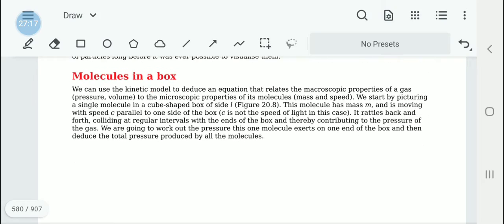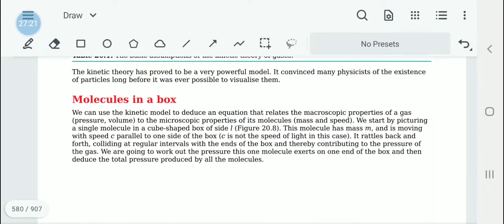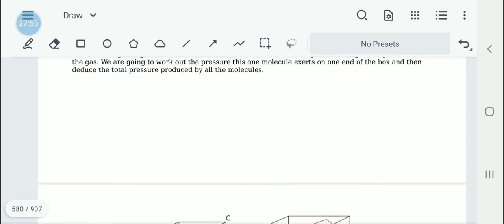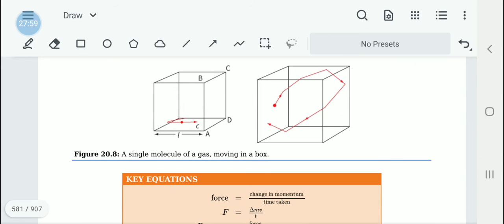Write down: to obtain a plausible equation for the macroscopic and microscopic relationship of a gas, we consider a single molecule of mass m traveling at a speed of c, simply c, inside a box of side L.